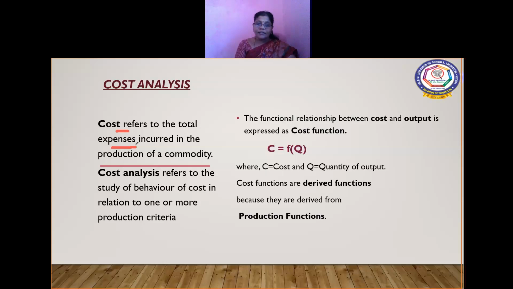Cost analysis refers to the study of the behavior of cost in relation to one or more production criteria, namely size of output, scale of production, prices of factors, and other economic variables. The functional relationship between cost and output is expressed as the cost function. So here you can see C equals F of Q, where C is cost and Q is quantity of output. Cost functions are derived functions because they are derived from production functions.